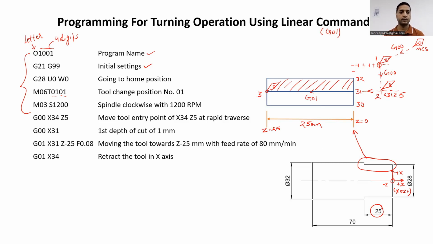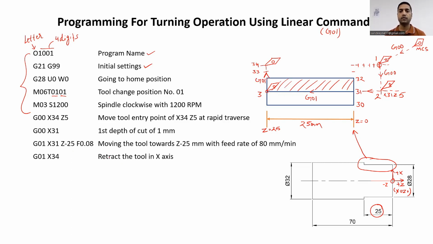Now after that, we have G01 code X34, which means we are retracting the tool in X position. So this will be your 31, this will be your 32, this will be your 33 and 34. The tool is now at this particular portion. So this will be our 33, this will be our 34 line, again with which code? G01, that is linear interpolation code.